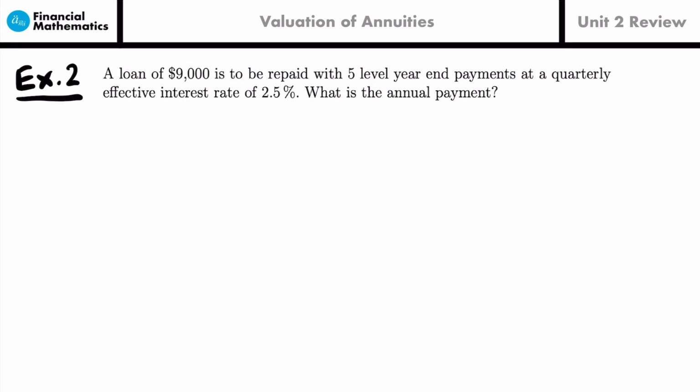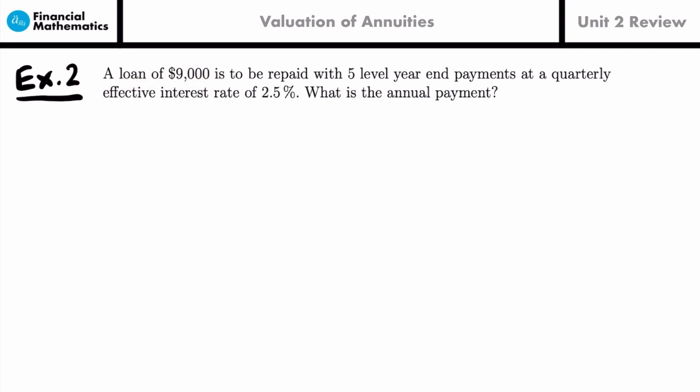Now, when working with annuities, it is important that you can identify whether we are working with a present value or a future value scenario. And so what are we working with in this case? Well, it's going to be a present value. We have a loan of $9,000.